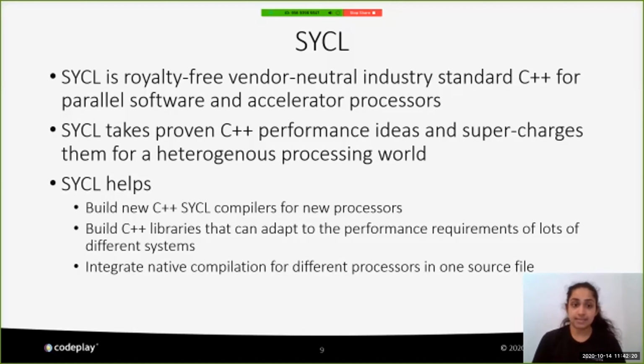What SYCL does is it takes the proven C++ performance ideas that we discussed and supercharges them for the heterogeneous processing world. SYCL helps build a new C++ SYCL compiler for any of the processors that come into the market. It also helps build C++ libraries that can adapt to the performance requirements of different systems. SYCL also provides native compilation support for different processors in a single source file.